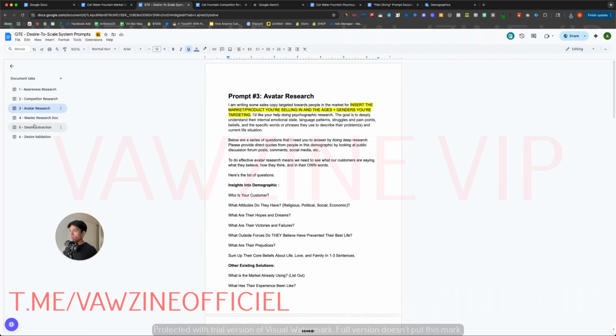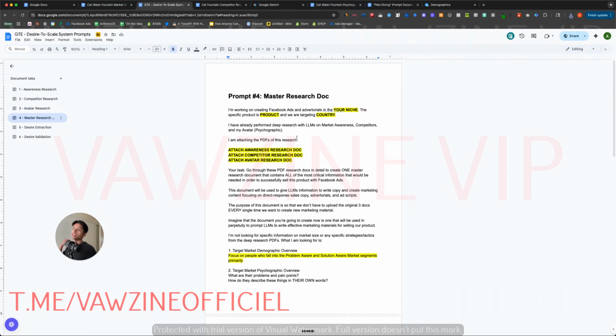And now you should have the avatar research document completed. So the last step in all of this is to create what I call the master research document. And again, this is basically going to combine all of these three research documents.